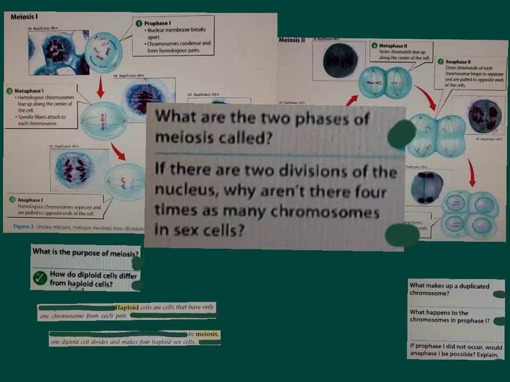Make sure you know the difference between the two, because that's going to be very important in your understanding. I need you also to understand the basic differences between meiosis and mitosis. In meiosis, the nucleus divides twice, as opposed to only one time does the nucleus divide in mitosis, as we saw in the last lesson.